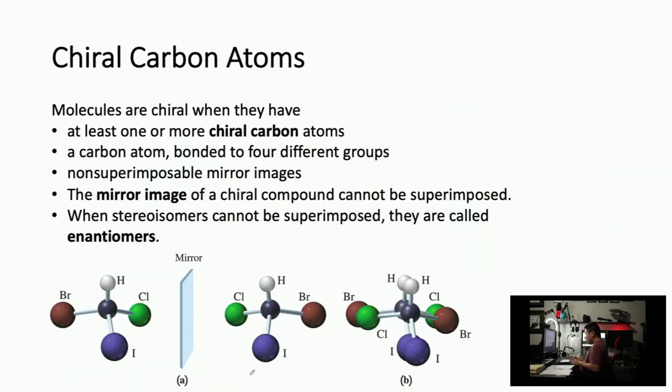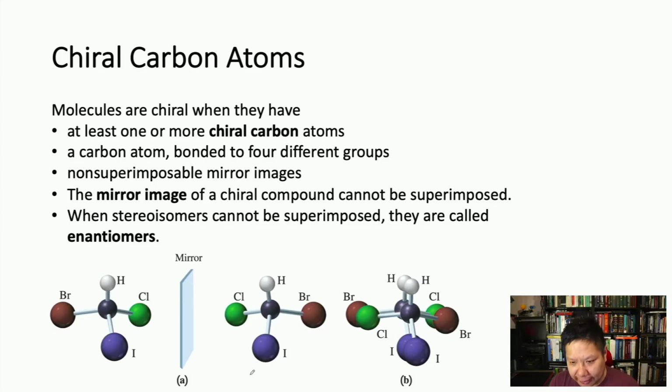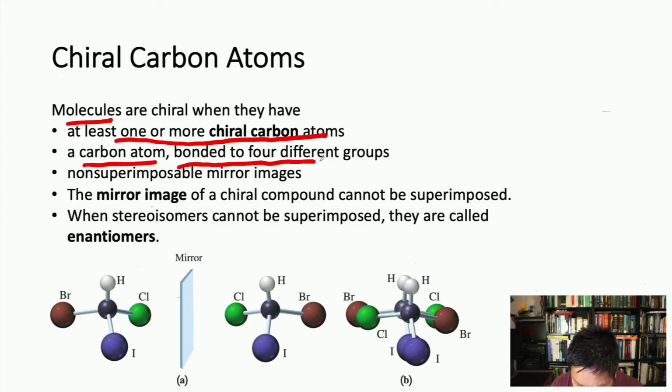So we're now talking specifically about chiral carbon atoms. These are some criteria for chiral carbon atoms that you need to remember. A molecule is chiral when at least one or more chiral carbon atoms are present. And that carbon atom, to be chiral, has to be bonded to 4 different groups. It could be 4 different atoms, or it could be 4 different R groups, like the rest of the molecule.